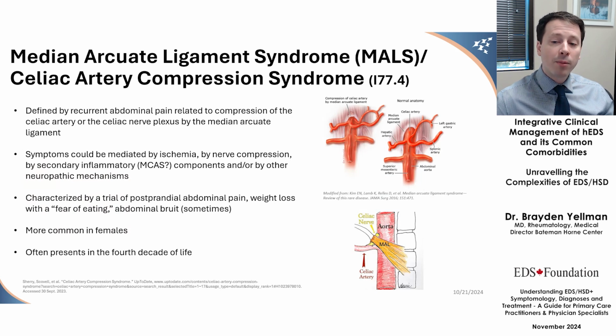Remember, when you're thinking about abdominal symptoms, that we can have median arcuate ligament syndrome. Dr. Maxwell touched on this a little bit in his lecture. This is defined by recurrent abdominal pain related to compression of the celiac artery or the celiac nerve plexus by the median arcuate ligament. Symptoms can be mediated by ischemia, perhaps by nerve compression, or even secondary inflammation or mast cell activation at that level. They've seen mast cells in those tissues, or by other neuropathic mechanisms. It is clinically characterized by a triad of postprandial abdominal pain, weight loss with a fear of eating, and sometimes you'll even hear an abdominal bruit. It's more common in females in the fourth decade of life.